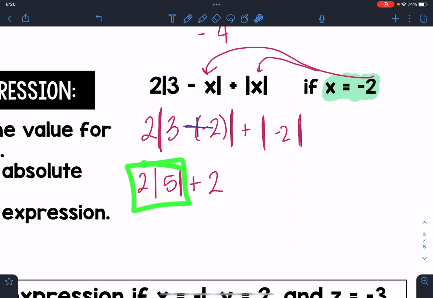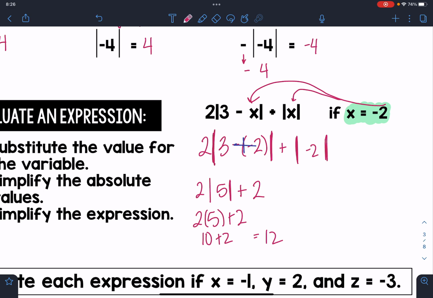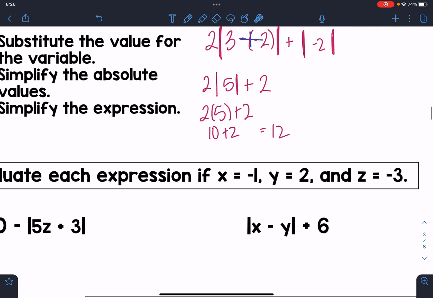What operation is happening between these two things? Well, they're being squished together. I don't have a little plus sign in between them like I did in that expression. So this is really 2 times positive 5 plus 2. 2 times 5 is 10. 10 plus 2 equals 12. So notice how I'm just slowly working step by step, simplifying what's in the absolute values first. These things are being multiplied, slowly condensing until I get my answer.